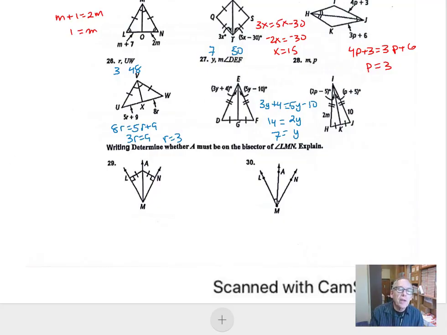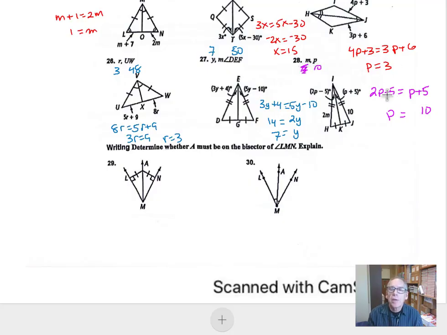Let's look at 28. Let's see what we got. These two angles are bisected, so they're equal to each other. So we have 2p minus 5 equals p plus 5. Add 5 to both sides, take p away from both sides, we get p is equal to 10.